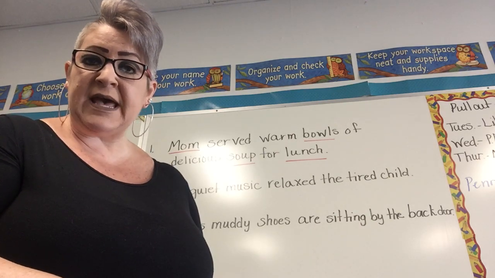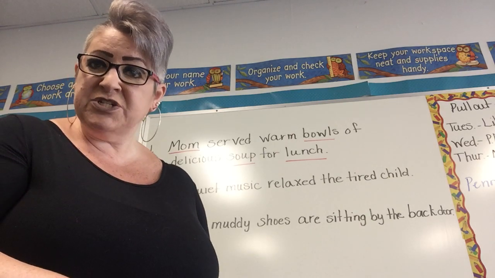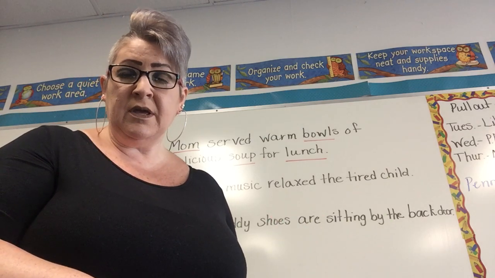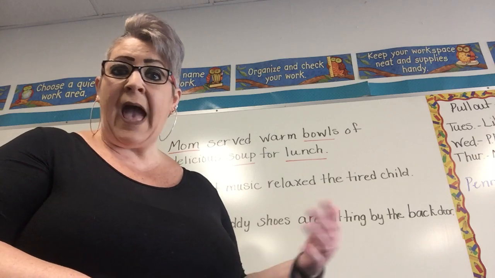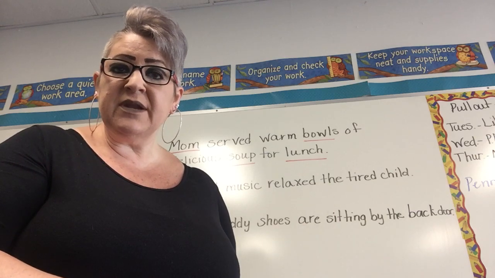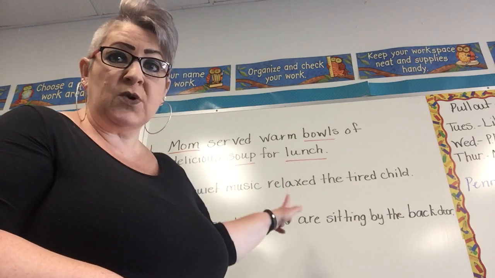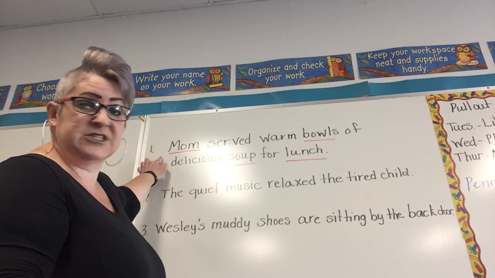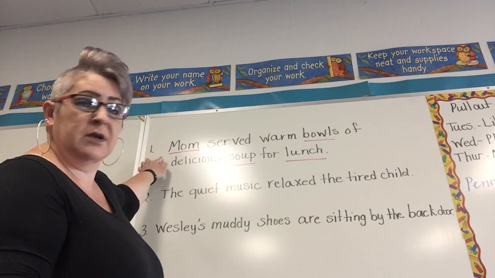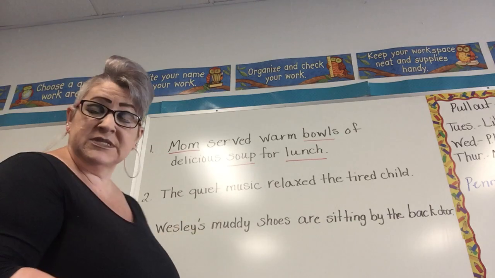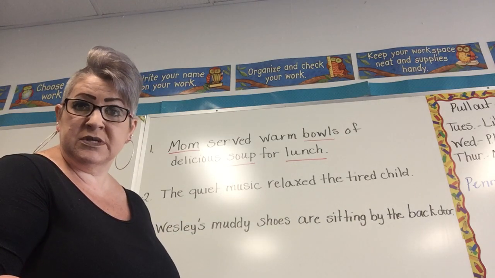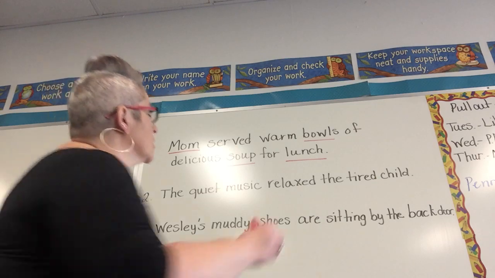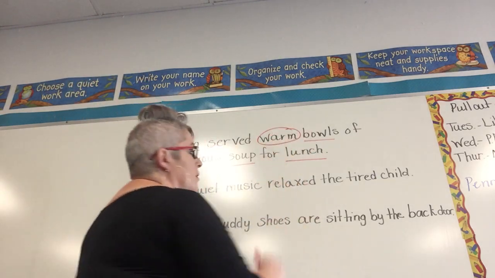Then the directions said to circle all of the adjectives. Now remember, boys and girls, an adjective describes the noun. Whose, what kind, how many. So we're going to go through and find all of the adjectives that describe the noun. Now, Mom, since she's at the very beginning of the sentence, doesn't have an adjective that describes her. But I do see an adjective that describes the bowls. And so I asked myself the question, what kind of bowls are they? They're warm, so I would circle warm.